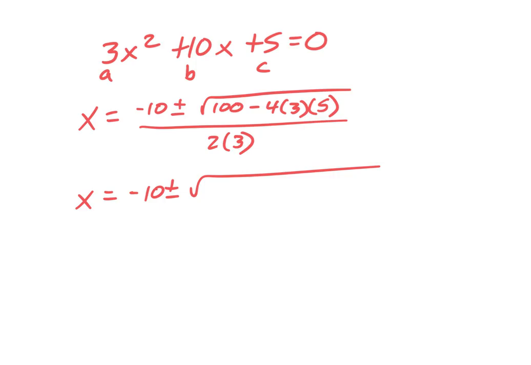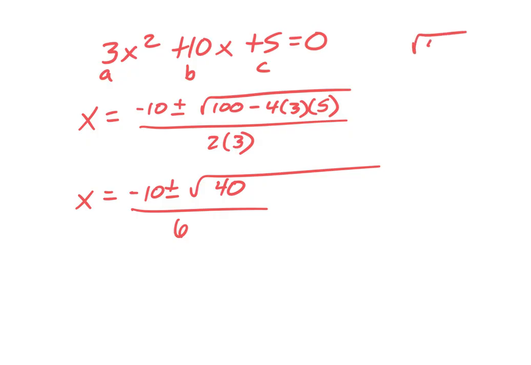Okay, and then we're going to simplify it as we go. 4 times 3 is 12. 12 times 5 is 60. 100 minus 60 would be 40, all over 6.